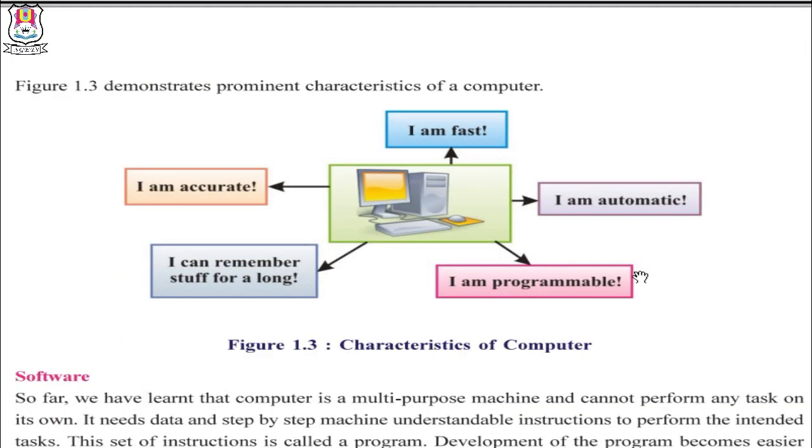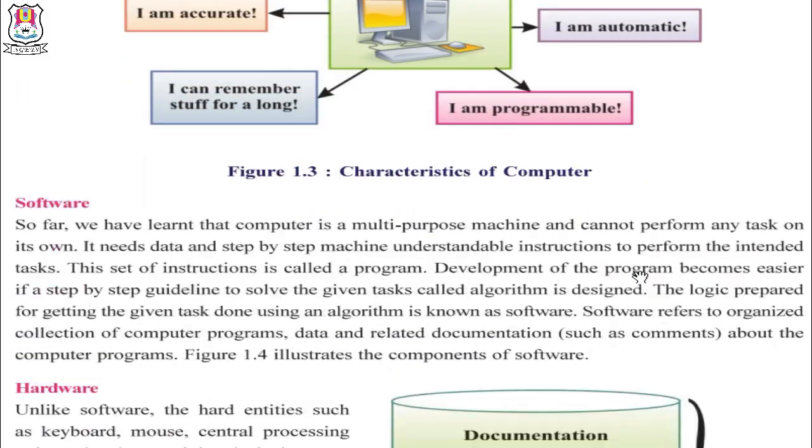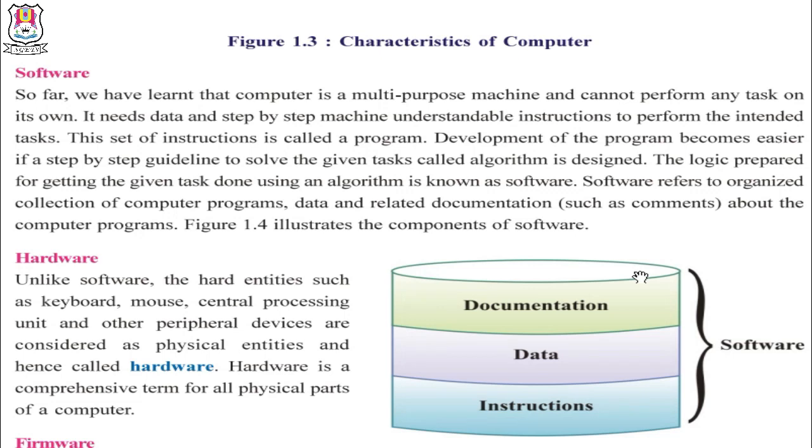Now we learn about 1.3. I am fast. I am accurate. I can remember stuff for a long time. I am programmable, and I am automatic. Okay. Now we learn about software.